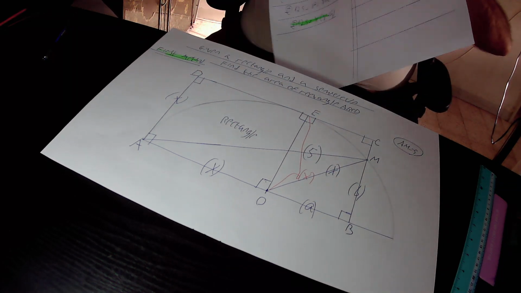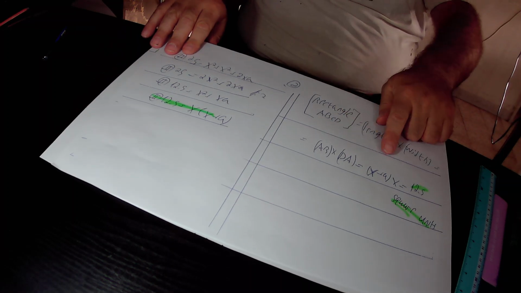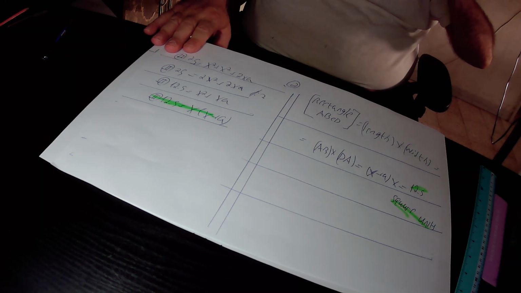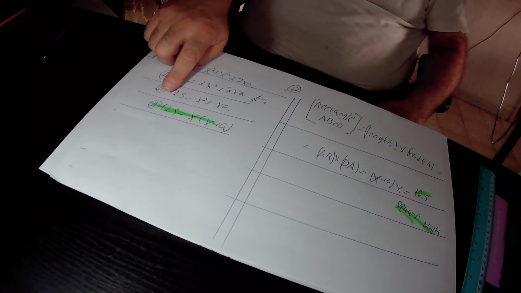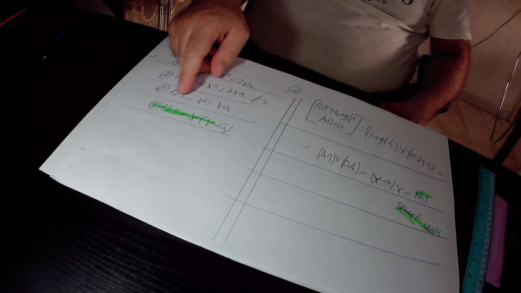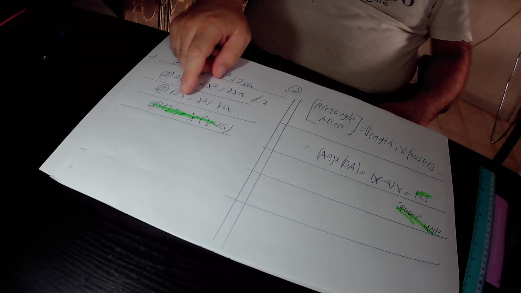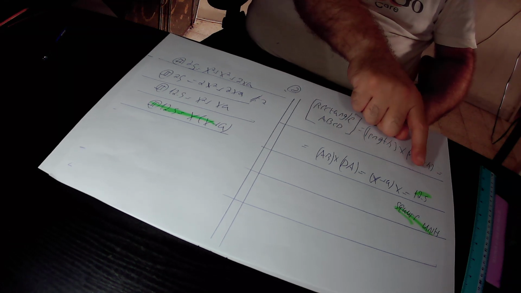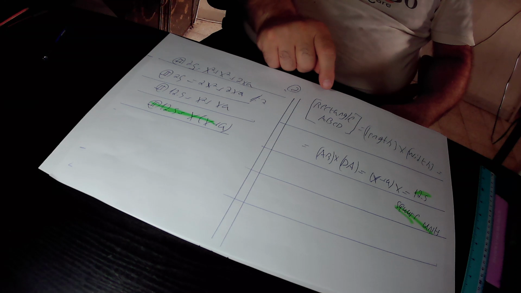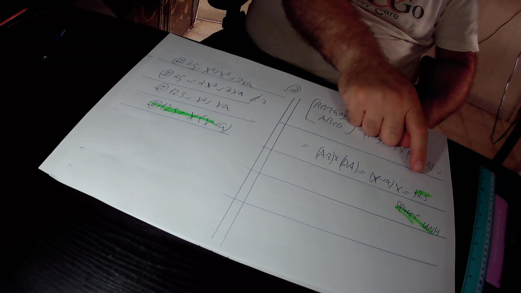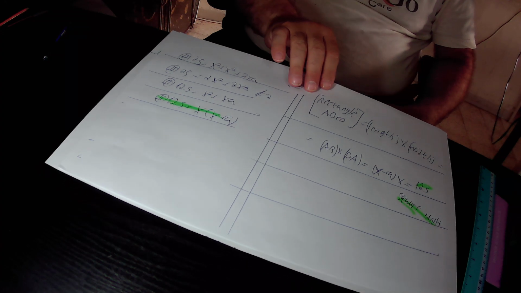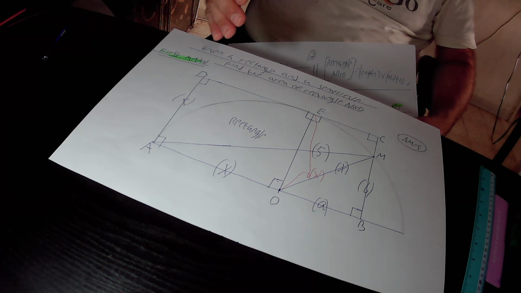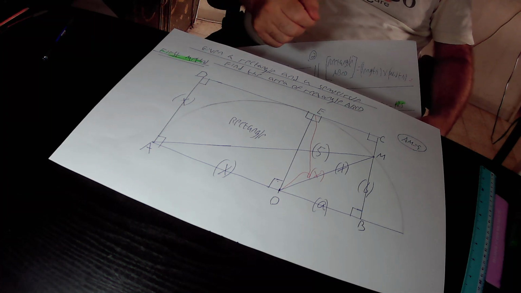AB is x plus a, and DA is x. So in total, the area of rectangle ABCD equals (x plus a) times x. But according to this equation 2, (x plus a) times x is 12.5. So we substitute (x plus a) times x by 12.5, and found out in total the area of rectangle ABCD equals 12.5 square units. Okay, so we finish with the first method.